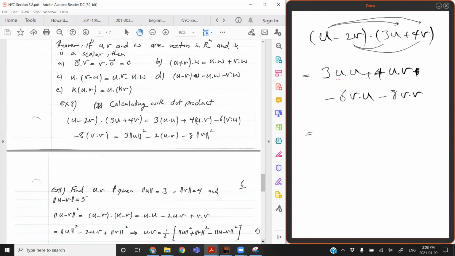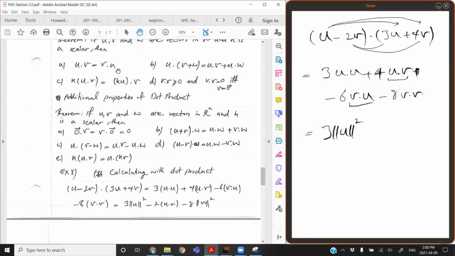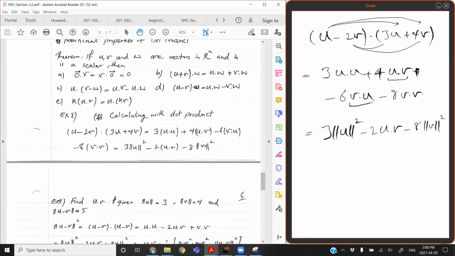But this is equal to, I know u dot u is norm of u squared, so 3 norm of u squared. And when I look at these two, u dot v and v dot u are the same thing, because we have the commutative property. U dot v is equal to v dot u. So I get 4 of this minus 6 of this. That's going to be minus 2 u dot v, or I can write v dot u, it doesn't matter, minus 8 norm of v squared. So whatever I did here is just some algebra, and I went from this expression into this expression.